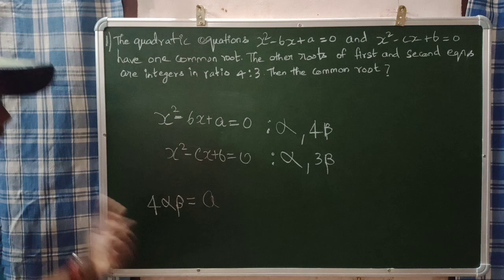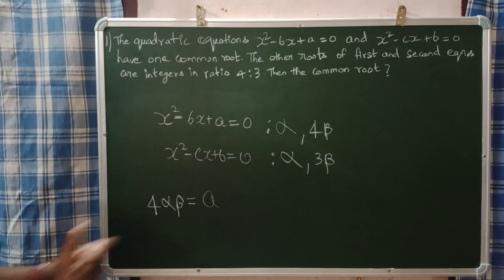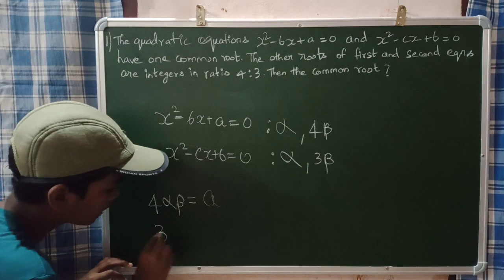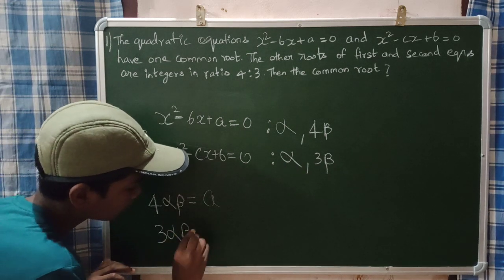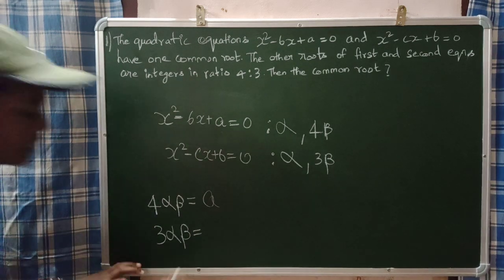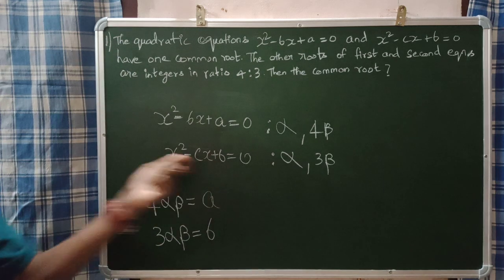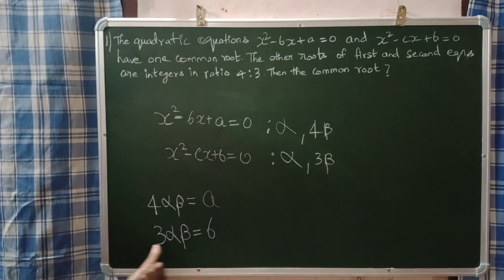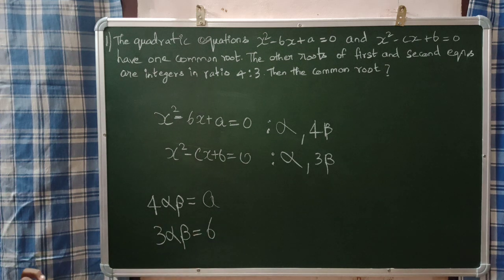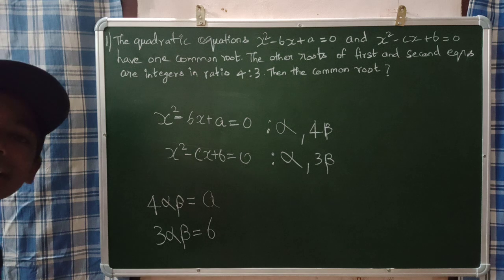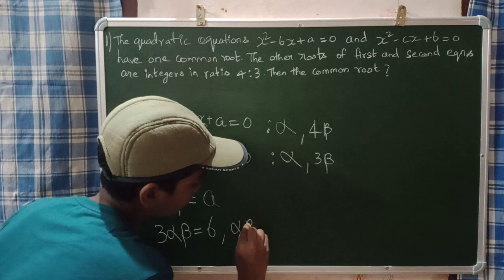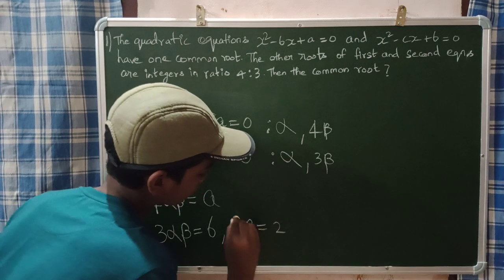And for the second equation also, find the product of the roots. For the second equation, the product of the roots is alpha into 3 beta, which is 3 alpha beta. That is also C by A, which is 6, because 6 divided by 1 is 6. So 4 alpha beta is a, and 3 alpha beta is equal to 6. Now if 3 alpha beta is equal to 6, then alpha beta will be 2. Very simple thing.